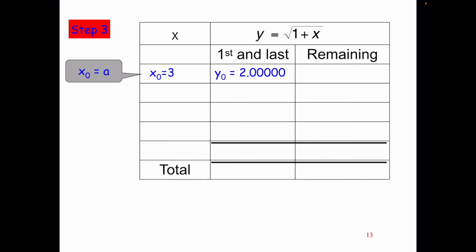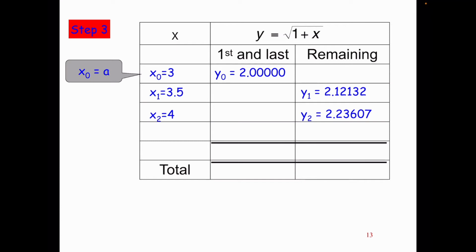Alright, next, what is h? H is 0.5, so 3 plus 0.5 means the next value for x is 3.5. So substitute your 3.5 into y equals to square root of 1 plus x. We will get 2.12132. So make sure you write it in remaining, because the middle column is for first and last only. Next, from 3.5 plus another 0.5 we get 4. Then substitute into the function y equals to square root of 1 plus x, we will get 2.23607.